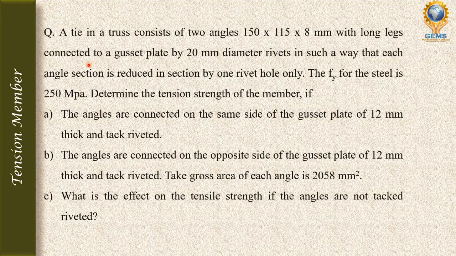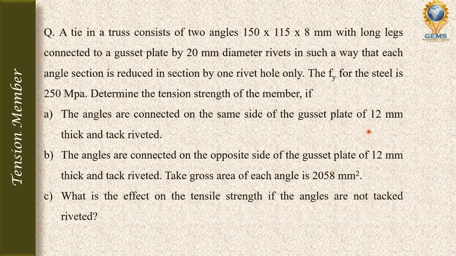Here, the question states that a tie in a truss consists of two angles 150 by 115 by 8 mm with long legs connected to a gusset plate by 20 mm diameter rivets in such a way that each angle section is reduced in section by one rivet hole only. That means these both angles are connected on the same side of the gusset plate by a single rivet. The Fy for the steel is 250 megapascal.